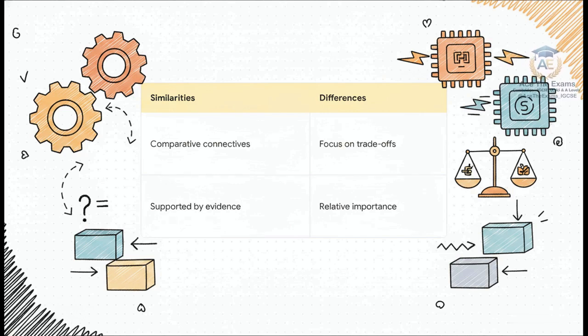Let me give you an example of a perfect sentence. System A uses purely hardware-based NOR logic resulting in significantly faster processing speeds, whereas System B utilizes a software-based algorithm which introduces slight processing latency but offers far greater flexibility for future system updates. Boom. That one sentence explicitly evaluates relative importance, it focuses heavily on trade-offs, and it perfectly uses a comparative connective. That is a maximum mark sentence.